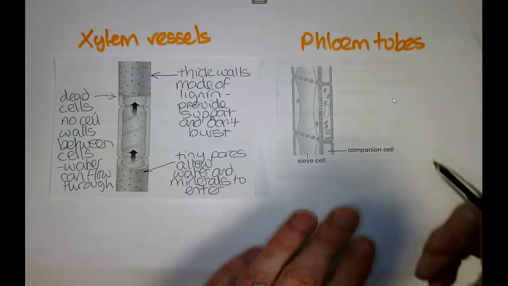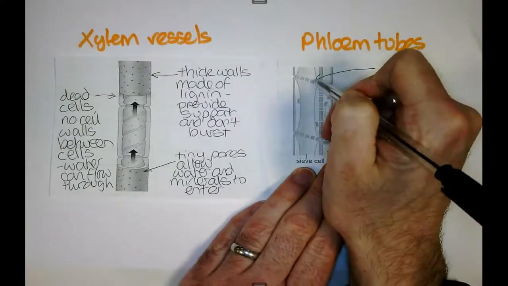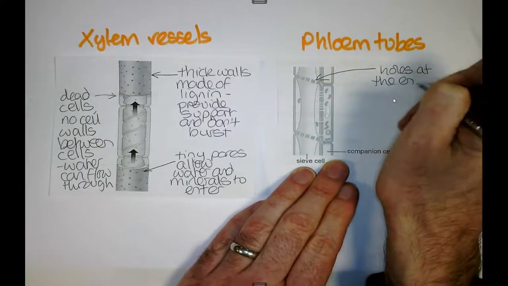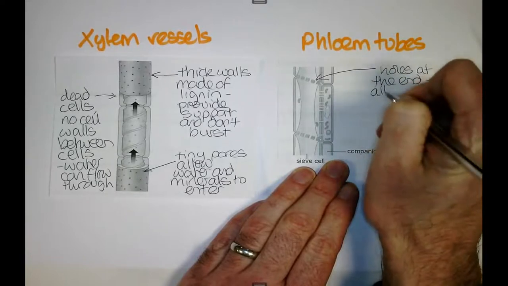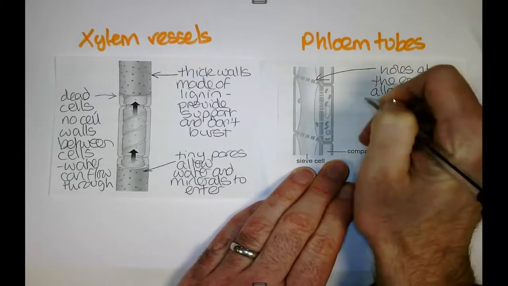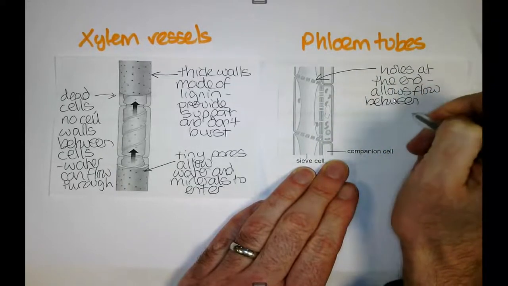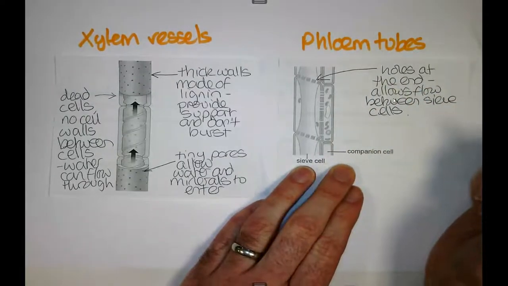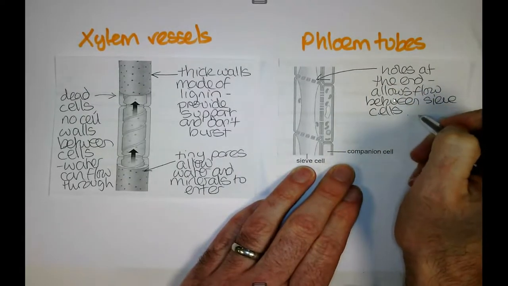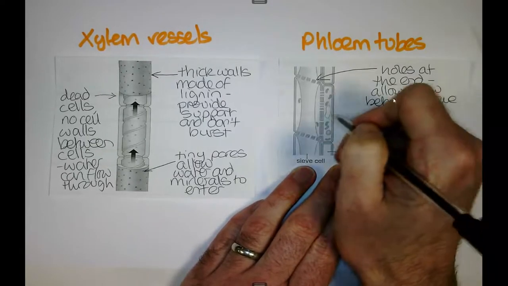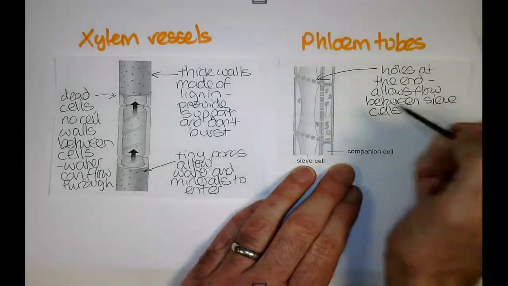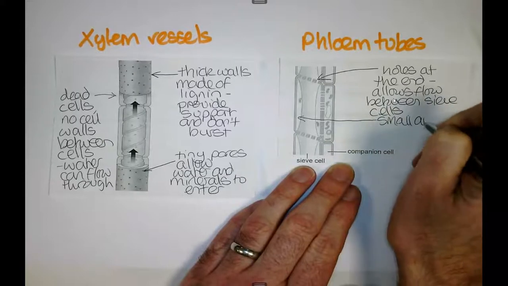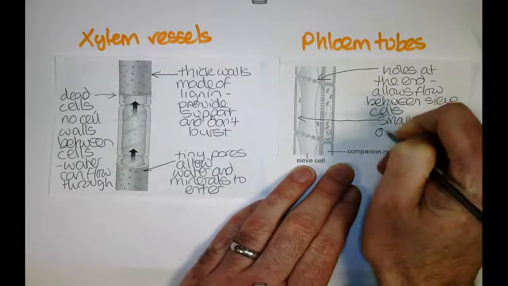You've also got these phloem tubes, and again, just like xylem vessels, you can see they have holes at the end that allows flow between the sieve cells, and there's only a small amount of cytoplasm. Can you see there's only a small amount of cytoplasm here? So that means that you've got more space to transport substances.